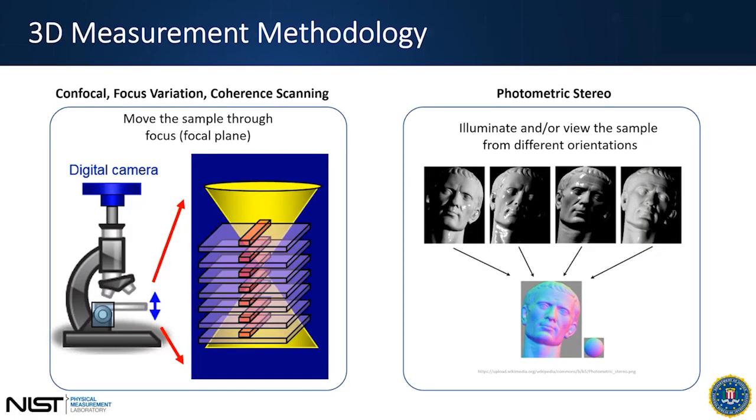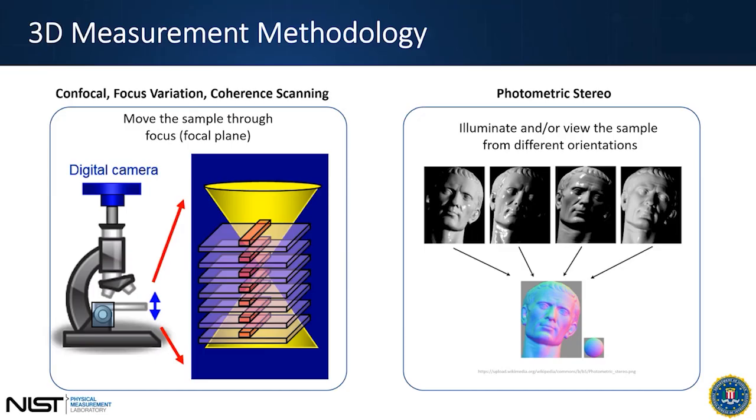So anytime you want to make a 3D measurement, there's really 2 different methodologies grouped together. One is vertical scanning, where you're essentially just taking slice after slice after slice while moving either the object or the objective of your microscope up and down. And at each of those different Z heights, you're taking an image, you're taking some data, and then recombining it later for the 3D image. And this applies to confocal, focus variation, and coherent scanning. We'll get into each of those in the following slides here.